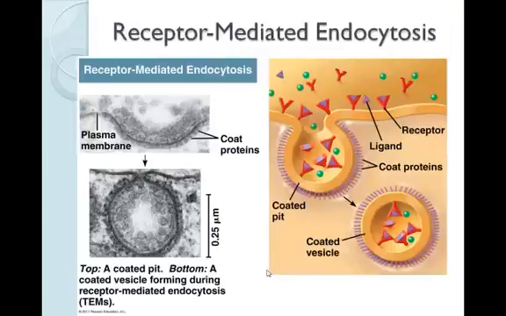A third type of endocytosis is receptor-mediated endocytosis. In this type of endocytosis, specific receptors in the cell surface bind to specific molecules called ligands. The specific receptor-ligand binding causes the cell to form a vesicle, which pinches off and brings the molecules into the cell.